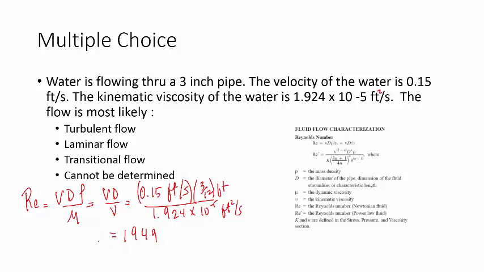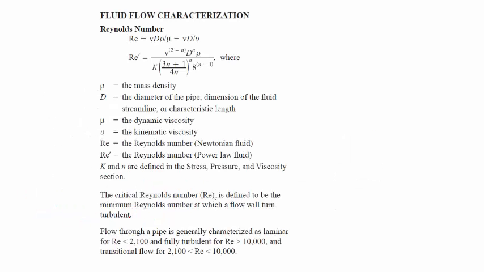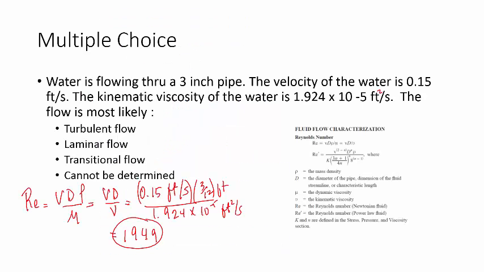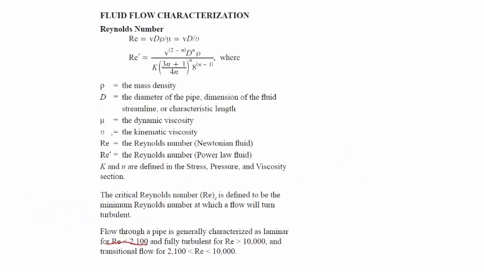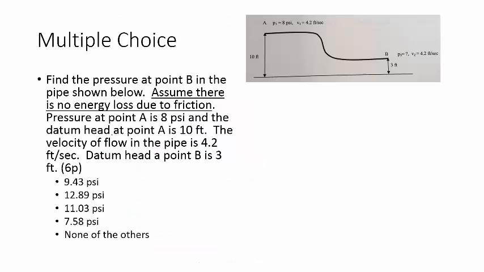So this number here should give you about 1950 or 1949, the Reynolds number. So let's say you don't remember if that's laminar or not. Well, in your FE manual, it tells you that it's laminar. So the answer to this is laminar flow. All of these copies are from your FE manual.